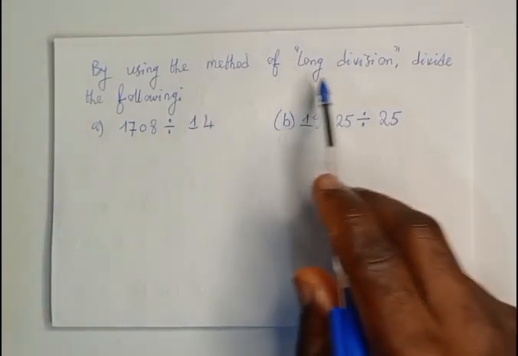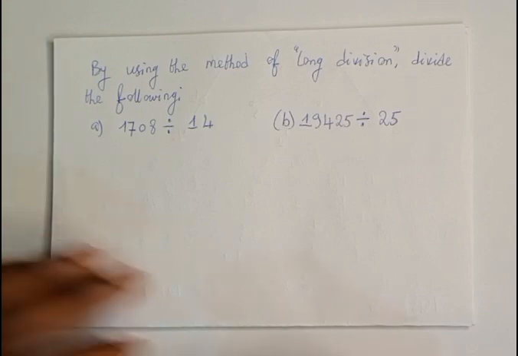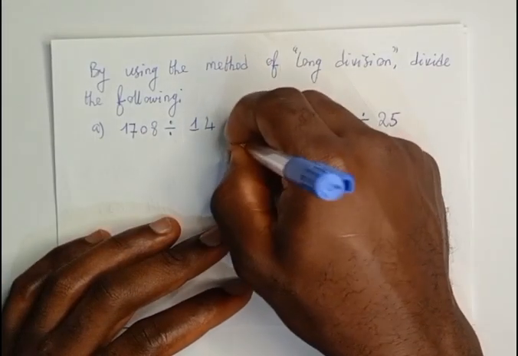By using the method of long division, divide the following. For A, we have 1708 divided by 14. For B, we have 19,425 divided by 25. We take solution.